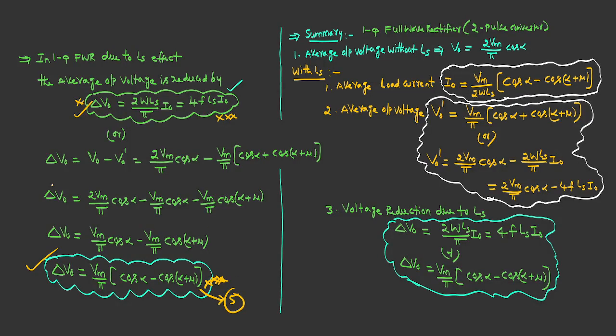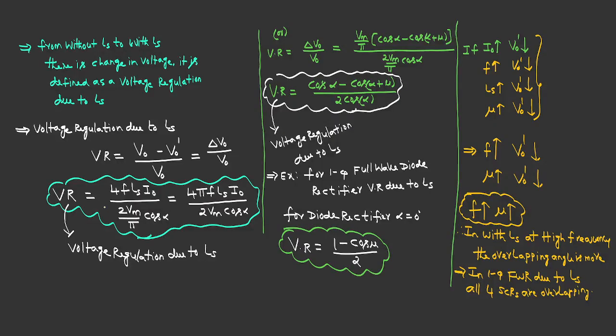That means with the source inductance effect, there is a change of voltage from without source inductance to with source inductance. That change of voltage is defined as voltage regulation. Okay, this is the summary. Average output voltage without Ls is 2 Vm by pi cos alpha. With Ls, this is the average load current, this is with source inductance, Ls is source inductance. These are the average output voltage formulas, two formulas for average output voltage. This is the reduction of average output voltage. For reduction of average output voltage also two formulas, friends, that you have to concentrate on.